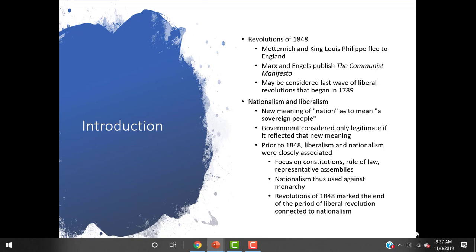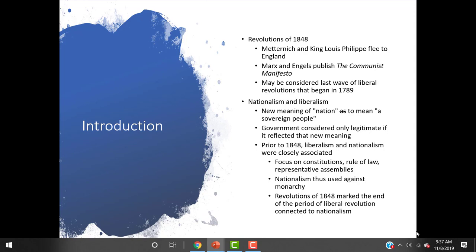But with nationalism and liberalism, we're going to have a new meaning of the word nation. It's going to mean a sovereign people. The government is only going to be considered legitimate if it reflects that new meaning. Prior to this time, liberalism and nationalism were pretty closely associated, but the focus was on constitutions, rule of law, and representative assemblies. Nationalism, thus, was used against the monarchy.